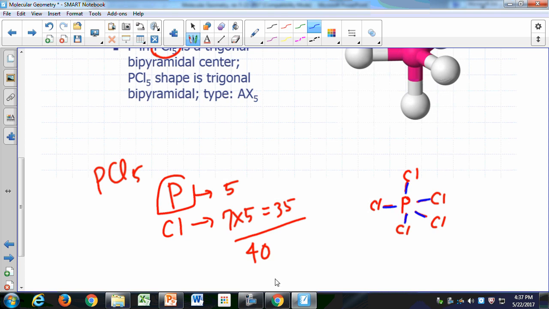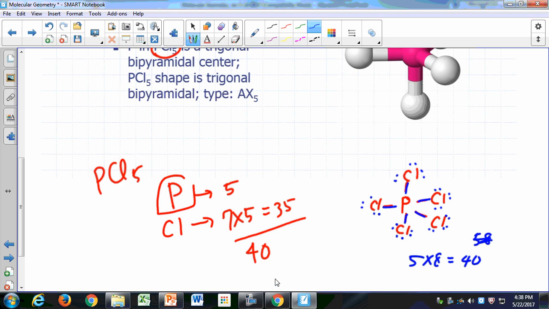Each chlorine has an octet, so each chlorine needs 3 lone pairs, 2, 4, 6, and the bonding pair makes 8. So this chlorine needs 3 more, this chlorine needs 3 more, and this chlorine here needs 3 more. And so you have 5 chlorines, each one with an octet, so 5 times 8 takes care of 40 valence electrons. You've got all the electrons covered.